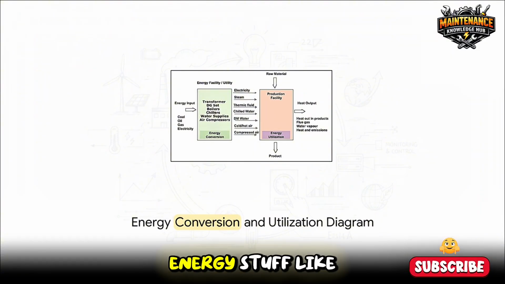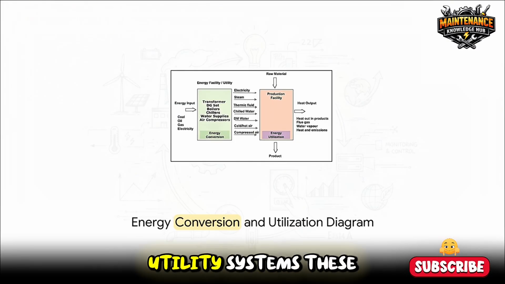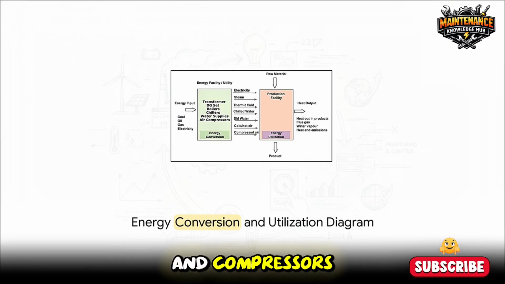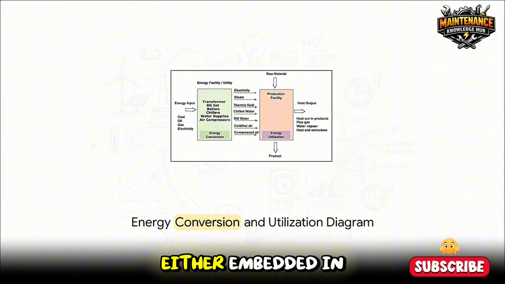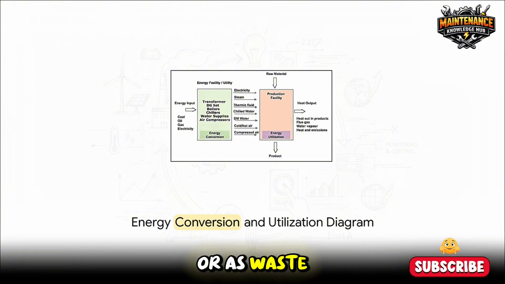Notice how raw energy, stuff like coal, oil, gas, or grid electricity, enters your facility's utility systems. These are your boilers and compressors. They convert that raw, baseline energy into usable forms like steam or chilled water. This then flows into the actual production facility. Ultimately, energy leaves the system either embedded in the final product or as waste, like flue gases, water vapor, and heat emissions.